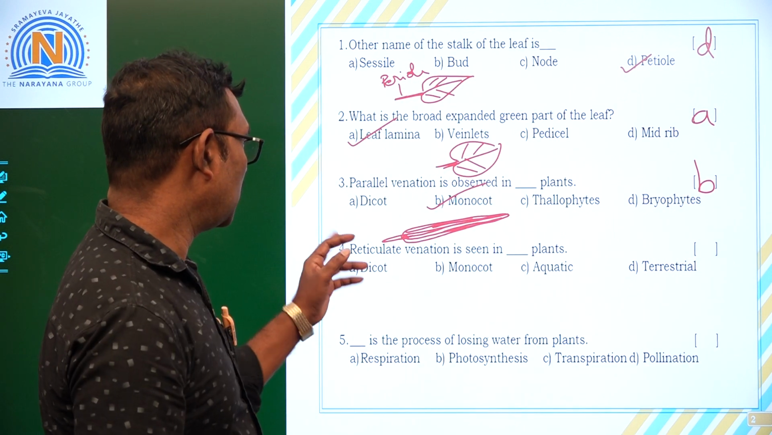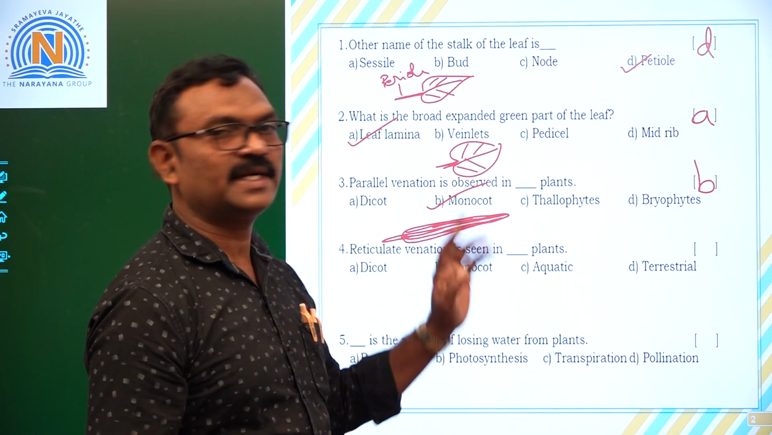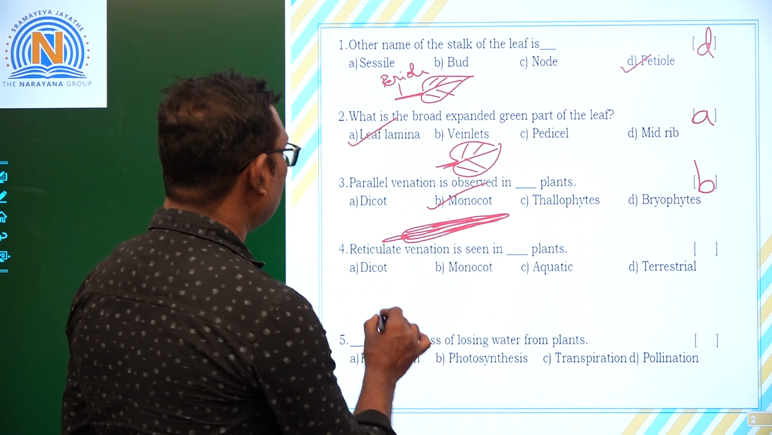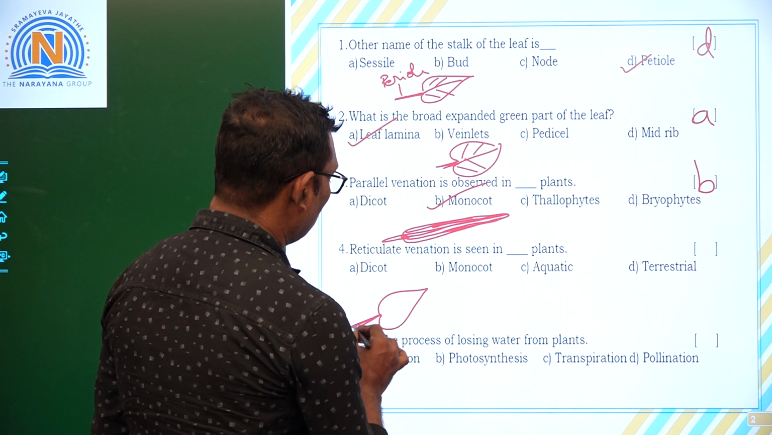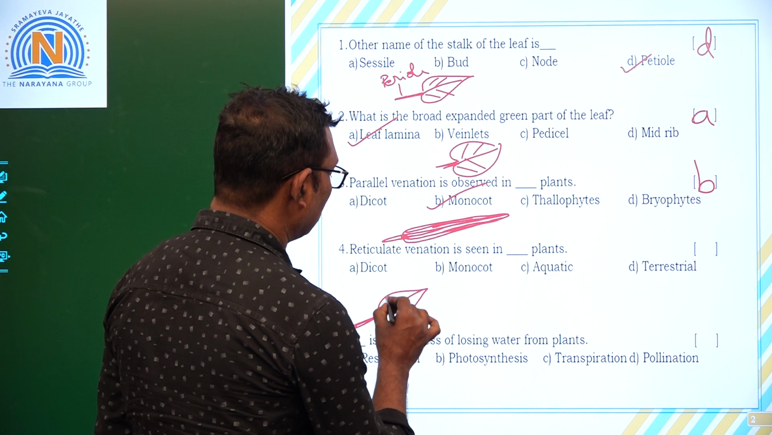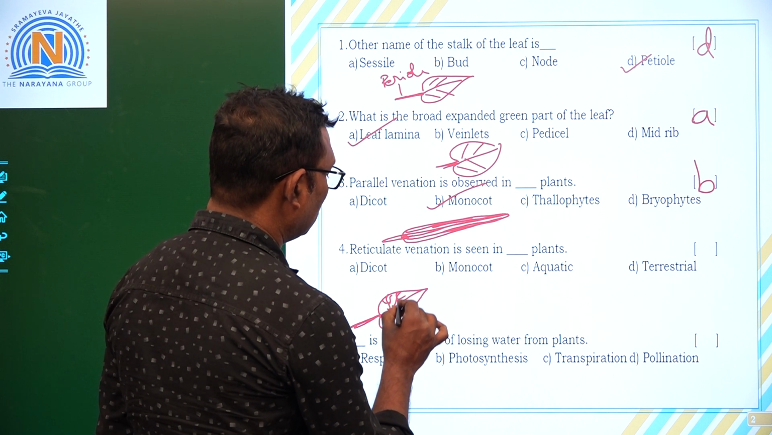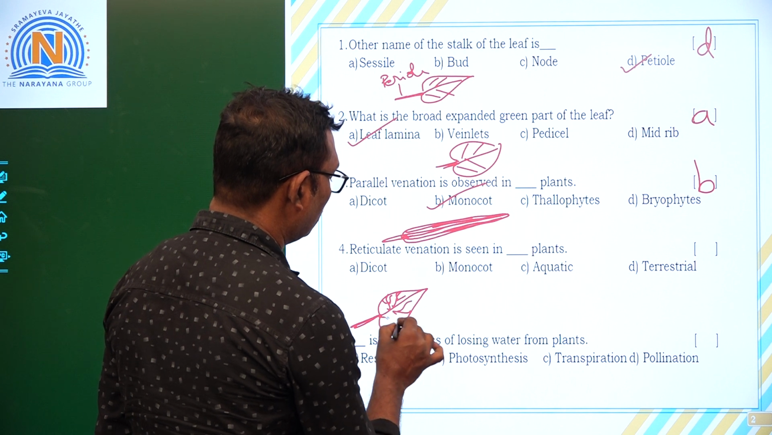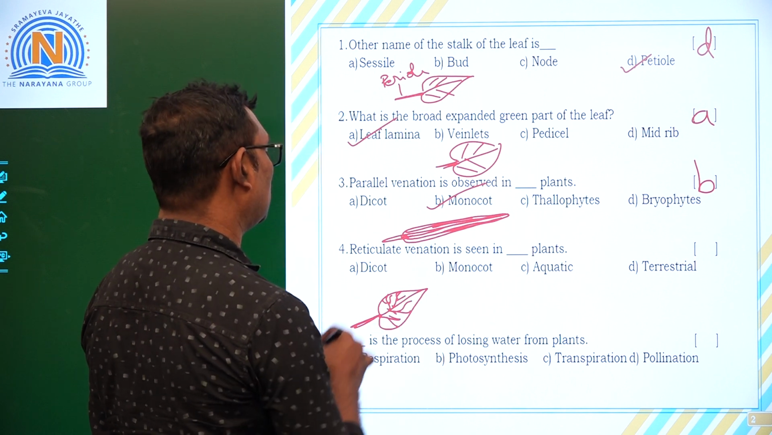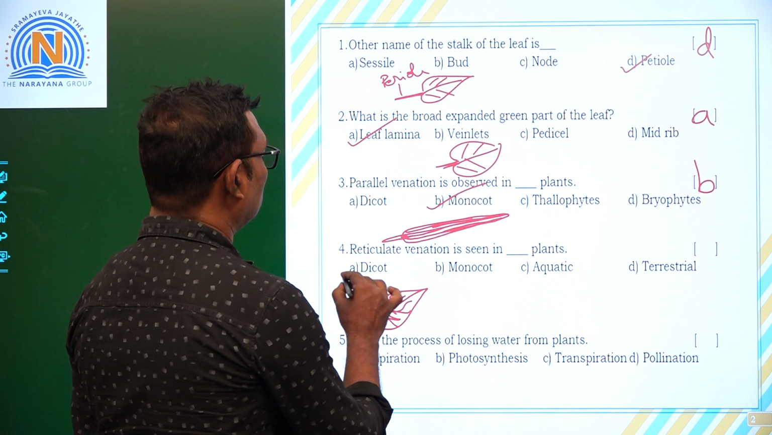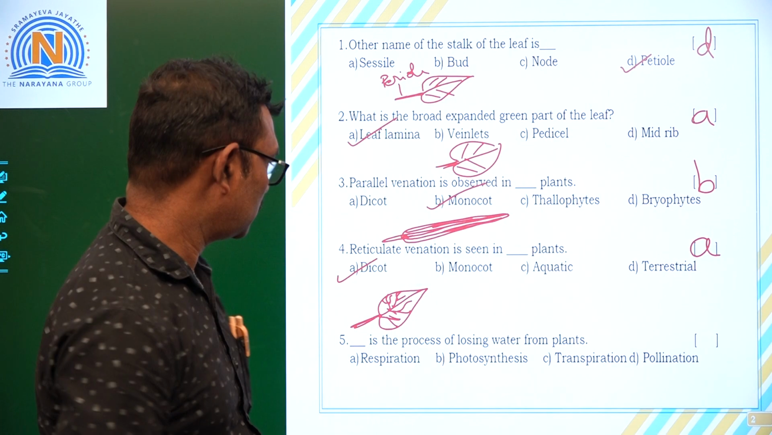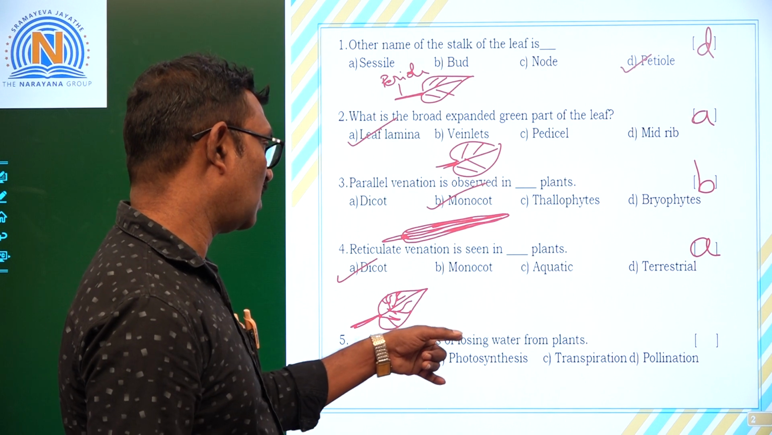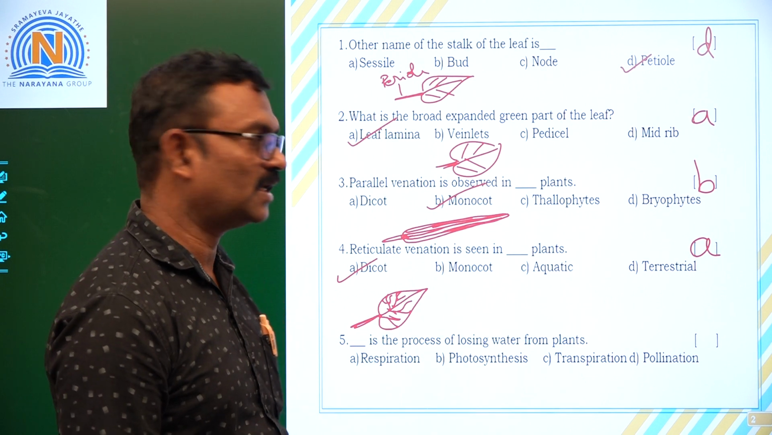Okay. Next, reticulate venation is seen in dash plants. Reticulate venation means when the leaf is there, the veins are arranged like a network or web. This is called reticulate venation. This kind of venation can be seen in dicot plants.